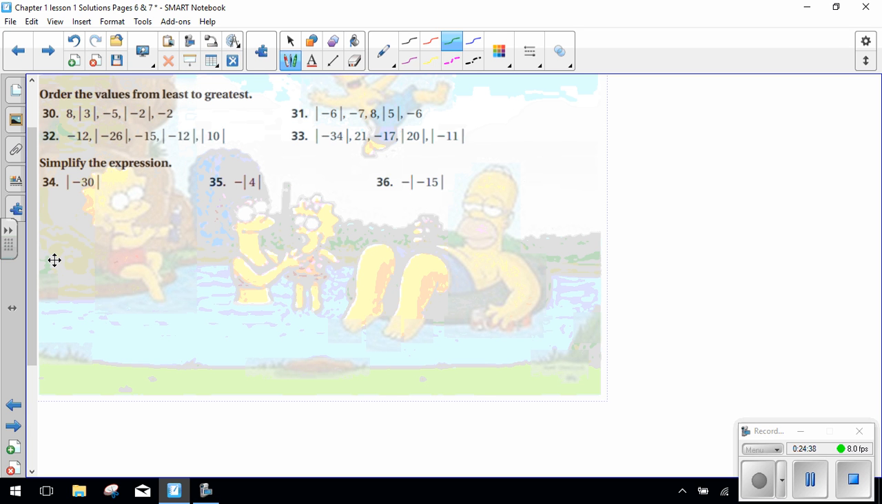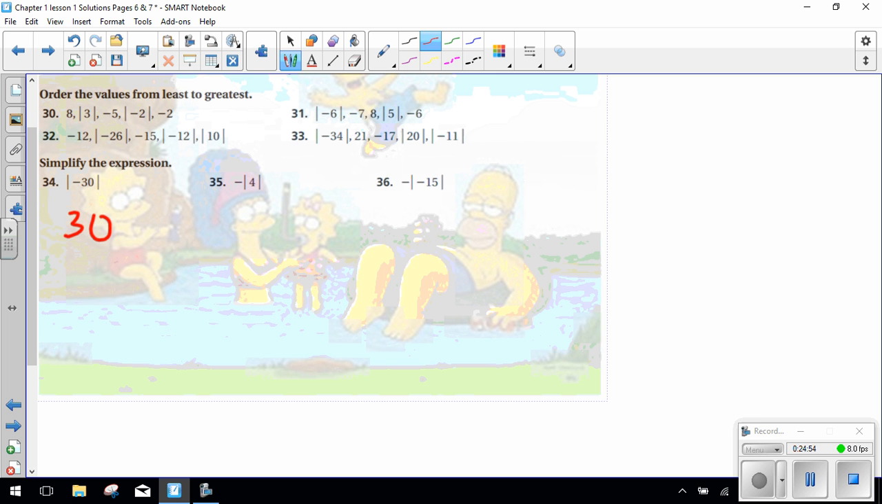So for number 34, you're like, well, what's so difficult about that? We've done this 100 times. Awesome. So the absolute value of negative 30 is simply 30. You notice the negative is inside the absolute value bar? Awesome. Now take a look at 35.